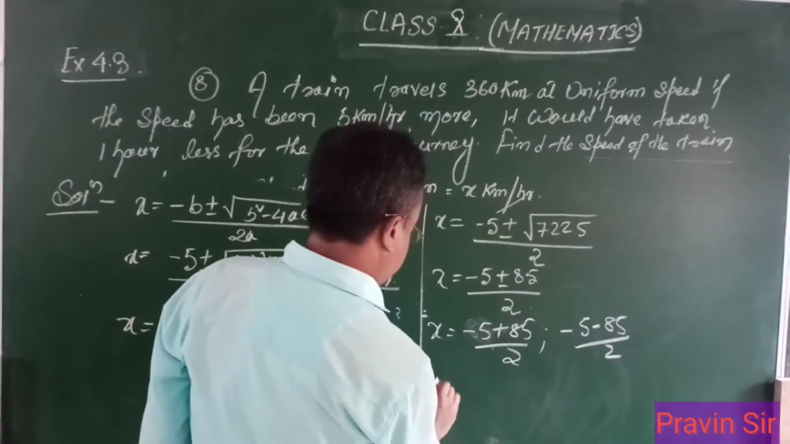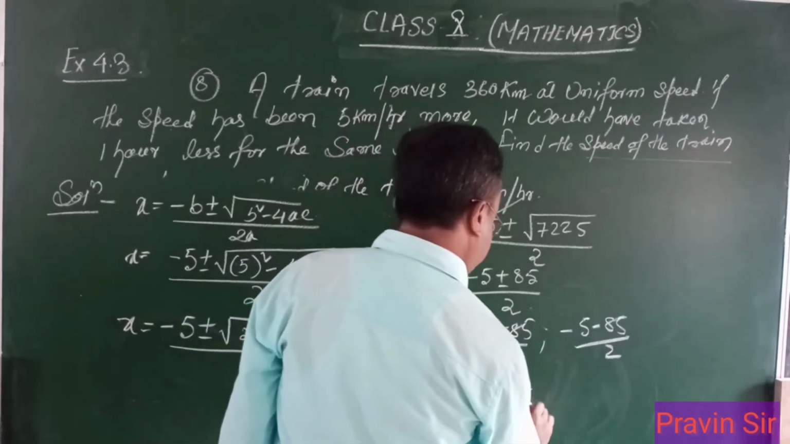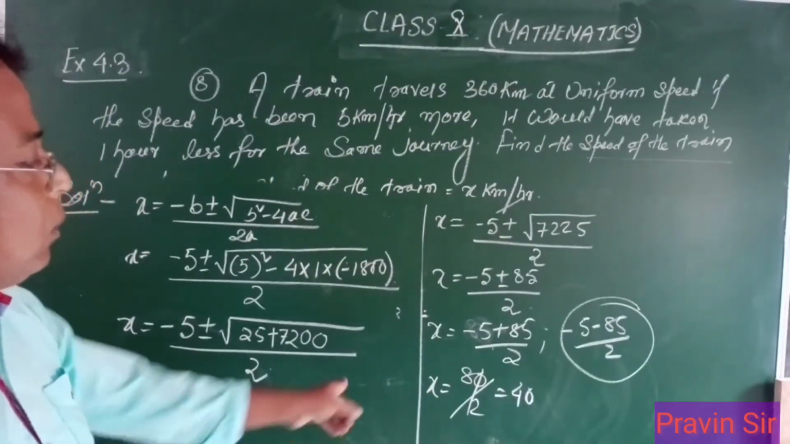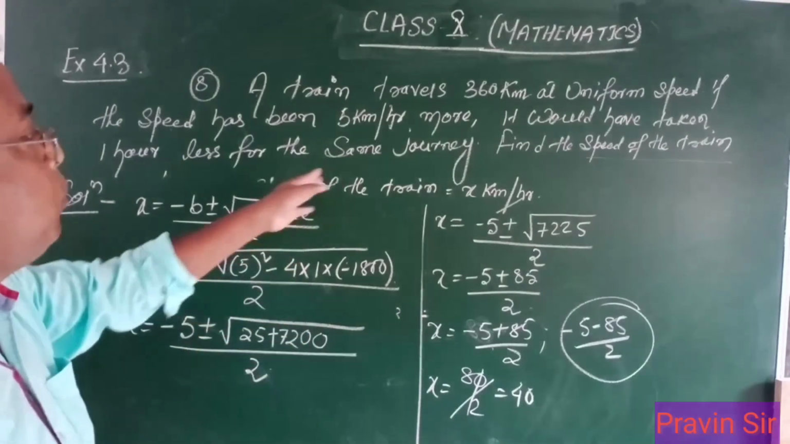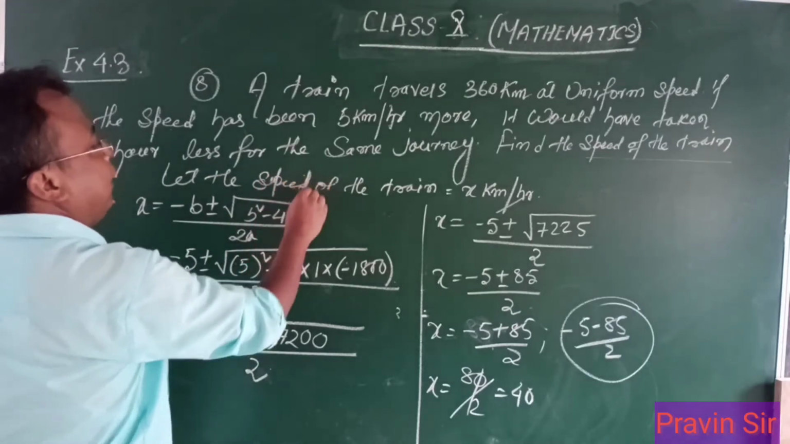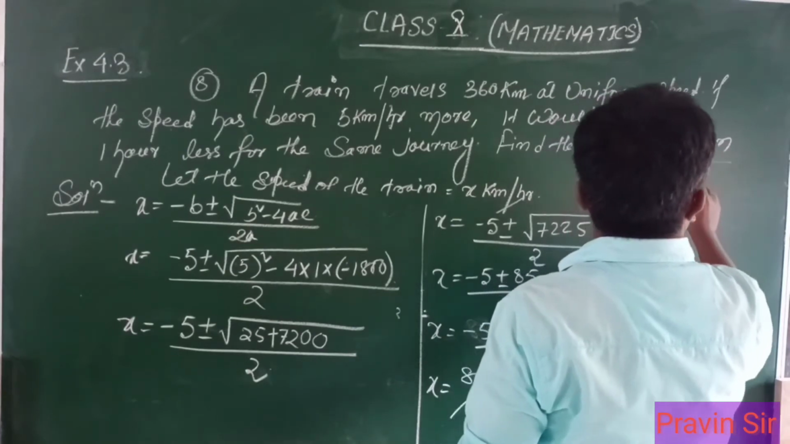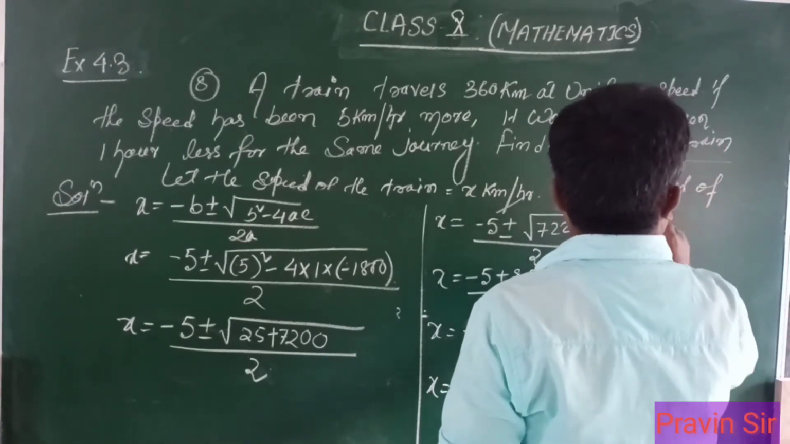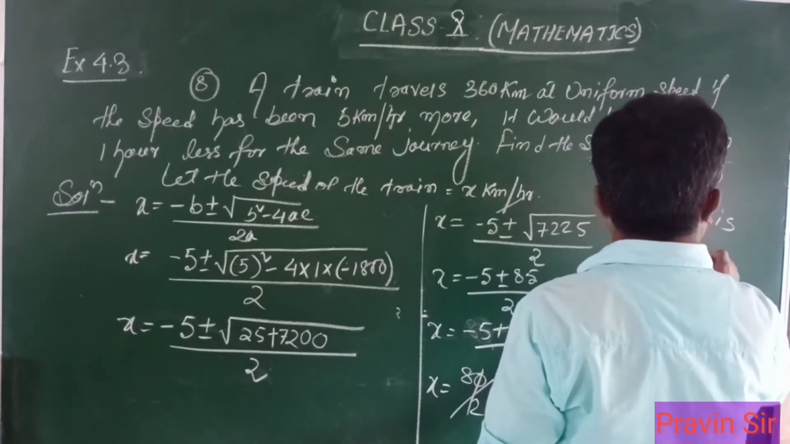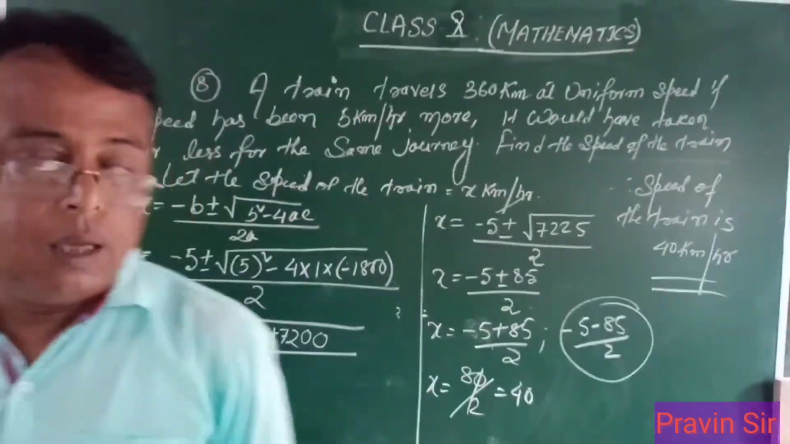So what we will get? x is equal to, this is 85 minus 5 is 80 by 2, so it is equal to what? 40, and this one you can neglect because you will get a negative answer here. Okay, so now x is equal to 40. So what is the speed of the train then? Speed of the train we have supposed x km/h. Therefore speed of the train is 40 km/h. Okay, so like this you can solve a distance time question.